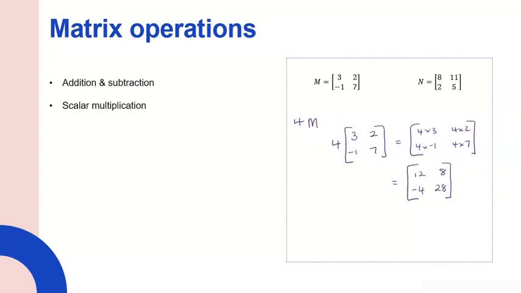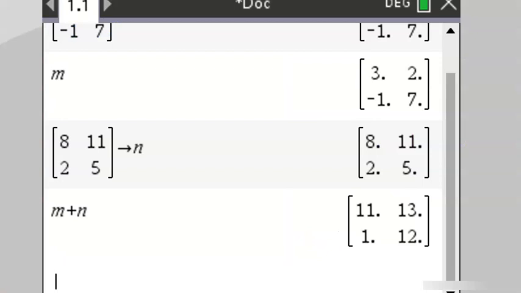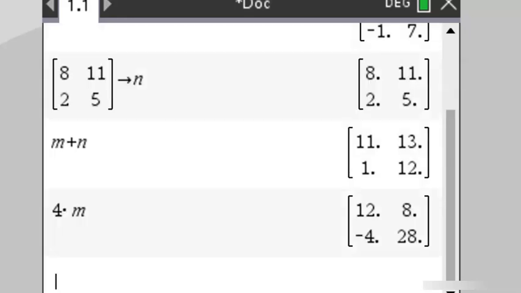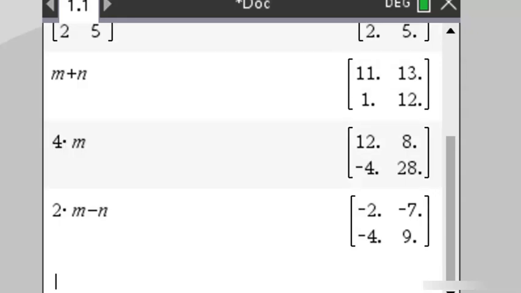So maybe we are doing 2M minus N. Here, we're doing 2 times matrix M and then subtracting matrix N. And we can do that by hand, but it also might be quicker and easier to do with our calculator. So just quickly, if we wanted to do 4 times M, press enter, and we get our answer there that we had by hand. And if we wanted to do something a bit longer, so again 2 times M minus N, press enter, and we get our final answer there.